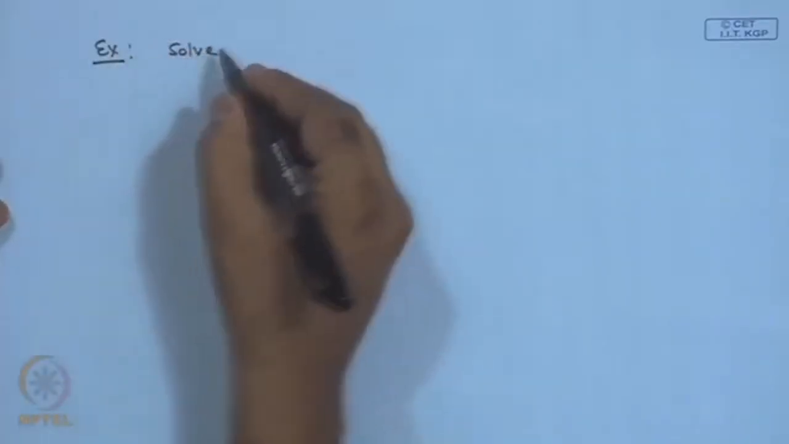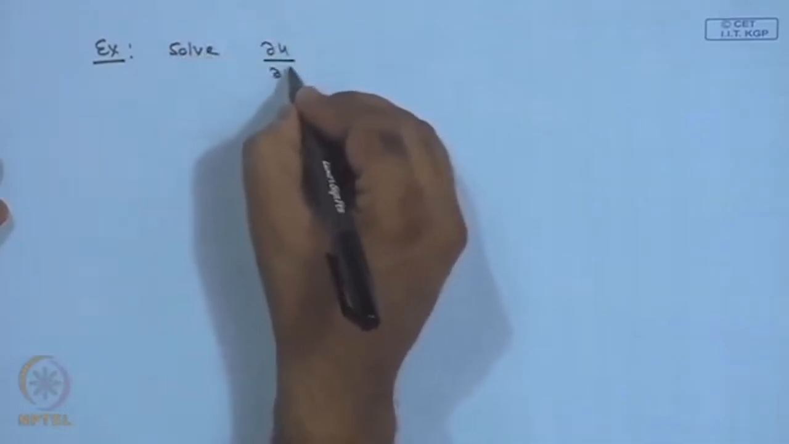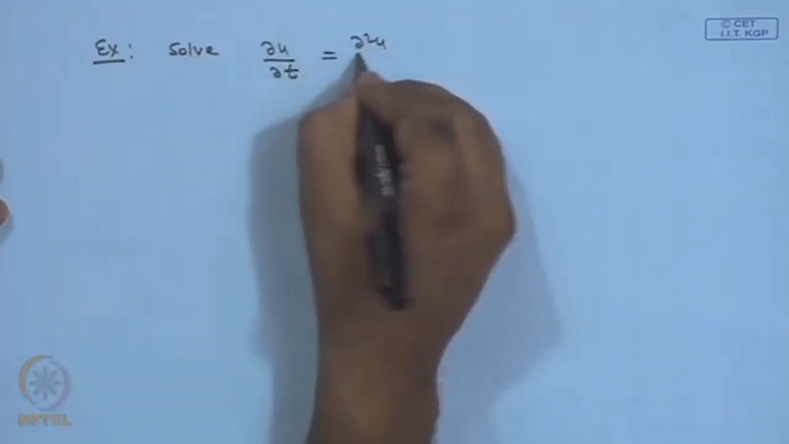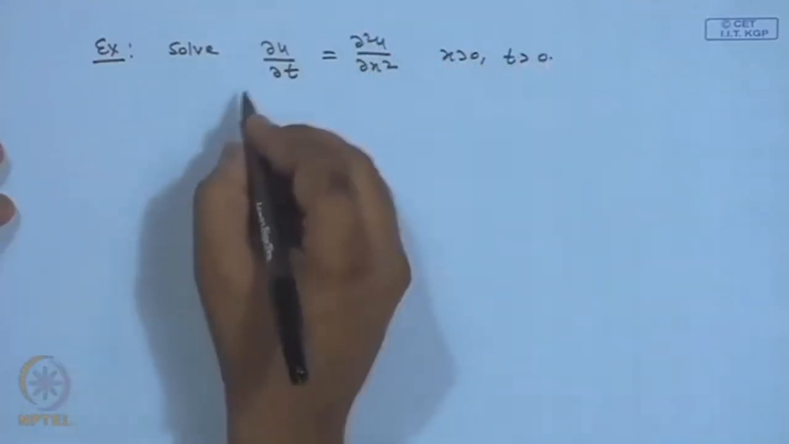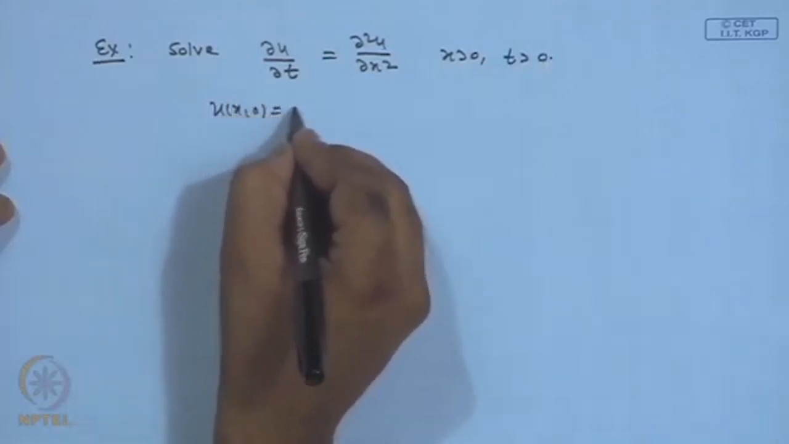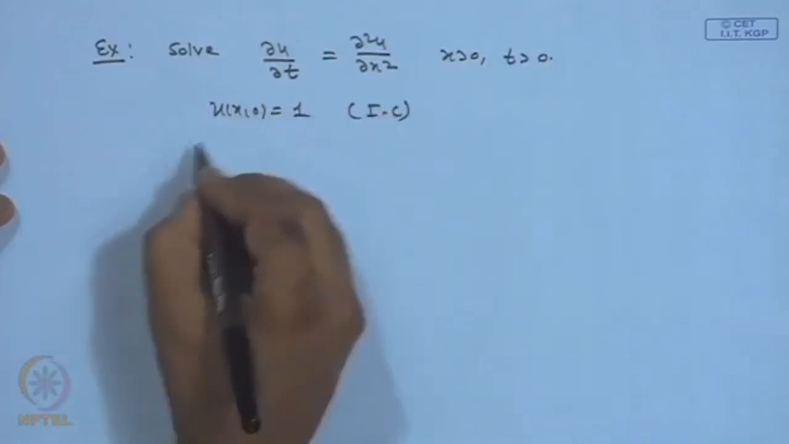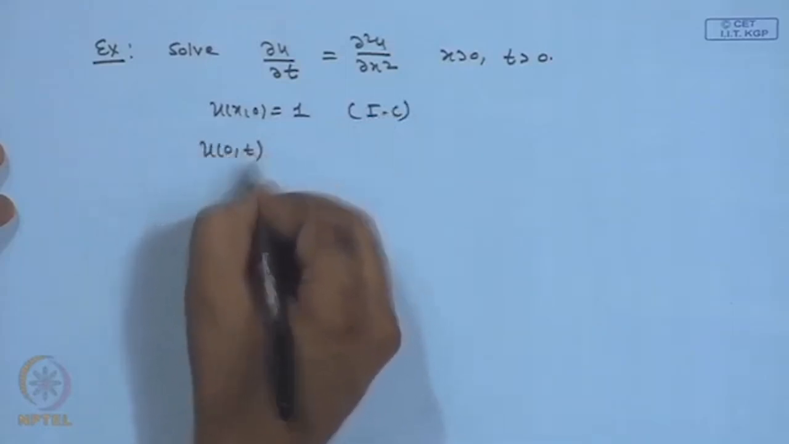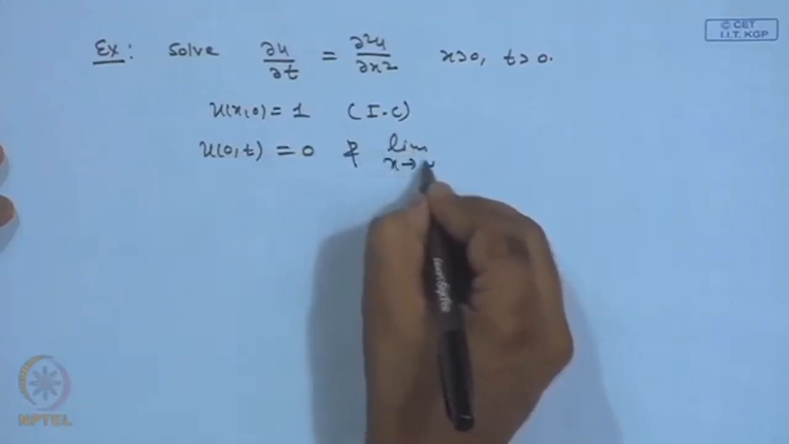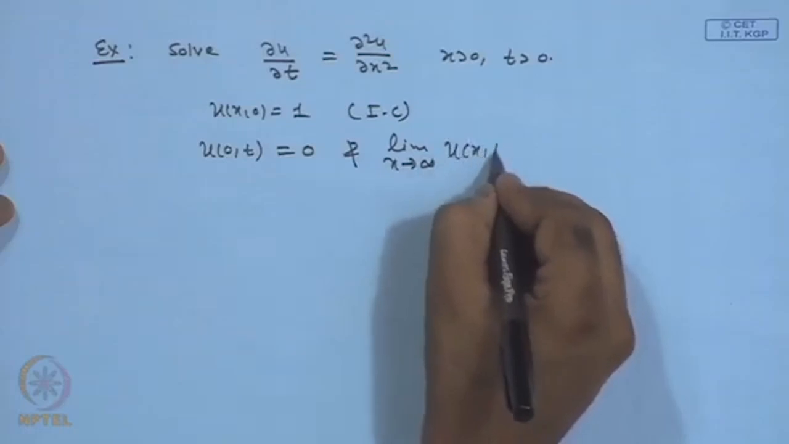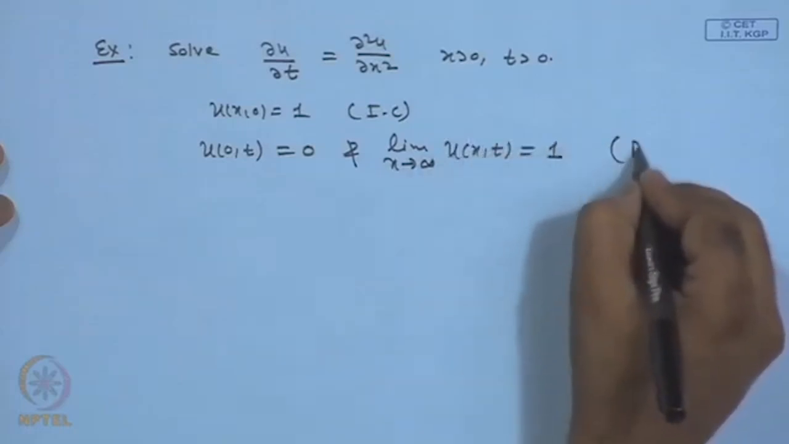Okay, so now we move to partial differential equations of second order, and we take the following heat equation. So, we have del u over del t is equal to del squared u over del x square, x positive, t positive, and the conditions are given: u(x,0) is 1, that is the initial condition at time t equal to 0, and the boundary condition at x equal to 0 is u(0,t) is 0, and the limit as x approaches infinity of u(x,t) is also given. So, these are the boundary conditions.